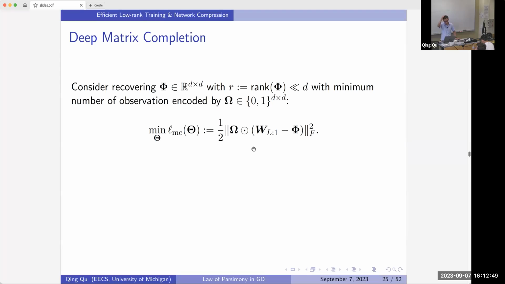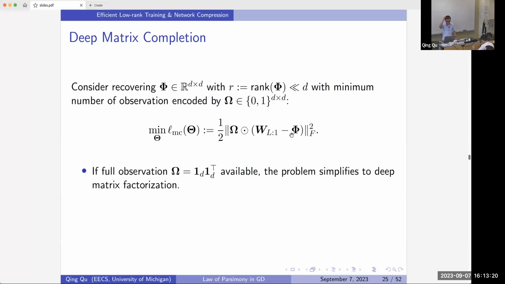The problem we considered here is called deep matrix completion. The basic problem is that, say you want to recover a D by D matrix, but you only have a partial observation of the matrix. And what you want to do is use a 3-layer network to approximate the underlying low-rank matrix phi.